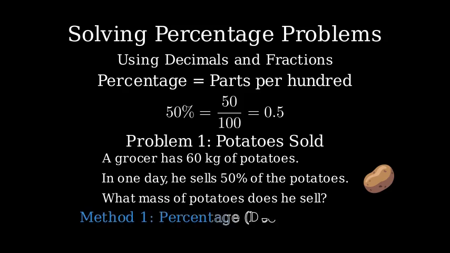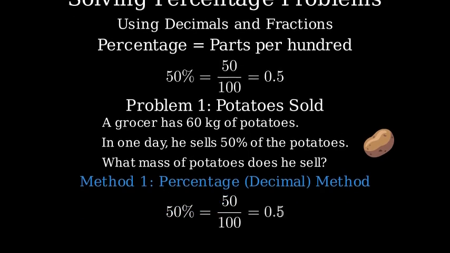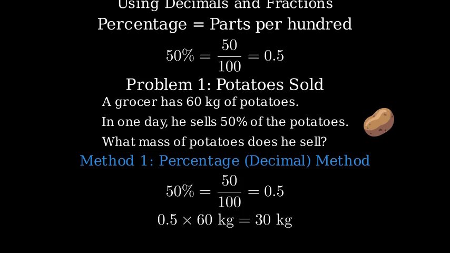In method 1, we convert the percentage to a decimal, then multiply by the total quantity. To convert 50% to a decimal, we divide by 100, which gives us 0.5. Now we multiply this decimal by the total mass of potatoes. 0.5 times 60 equals 30 kilograms. So the grocer sells 30 kilograms of potatoes.